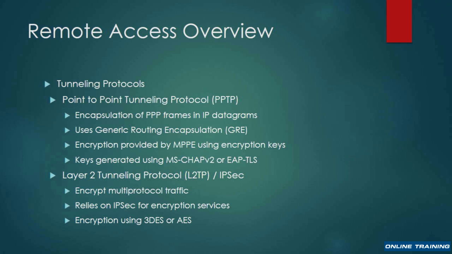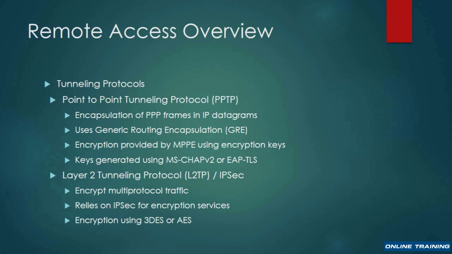The encryption is Microsoft point-to-point encryption, or MPPE. It is possible to have up to 128-bit encryption, and the keys are generated by using MS-CHAP version 2 or EAP-TLS. EAP-TLS is your extensible authentication protocol. TLS stands for Transport Layer Security, and it would allow you to use smart cards for authentication.